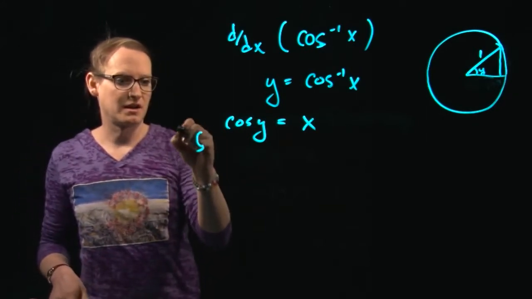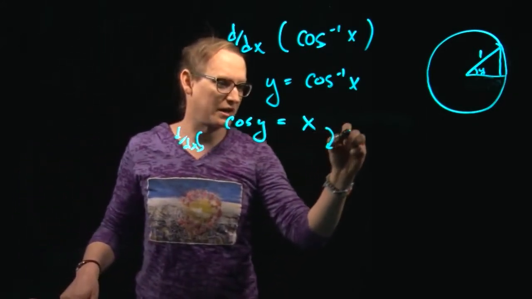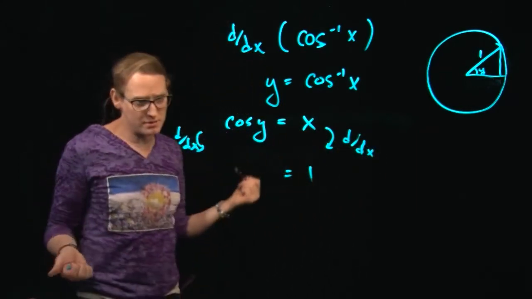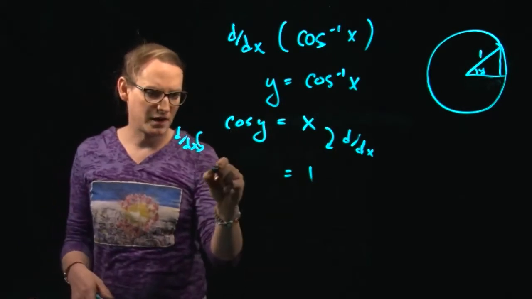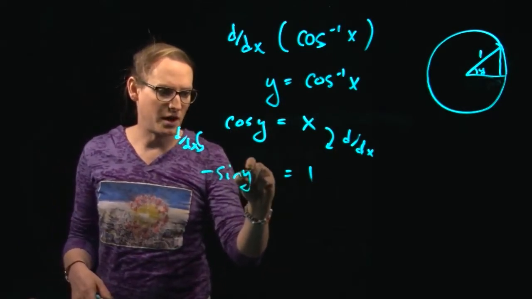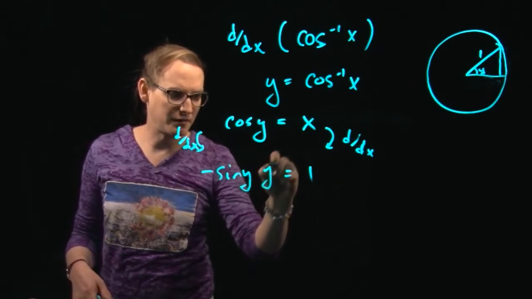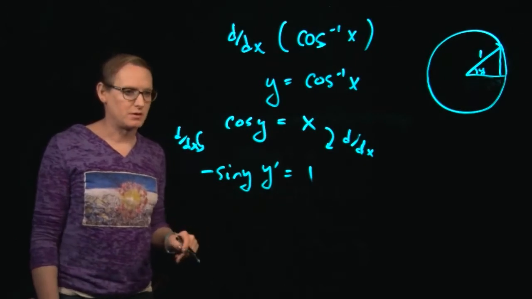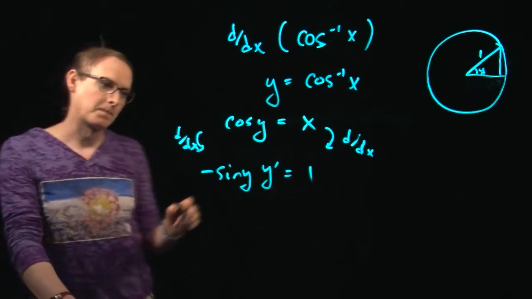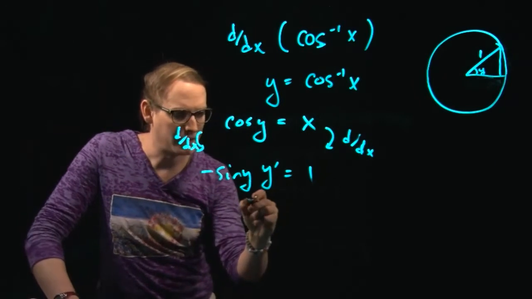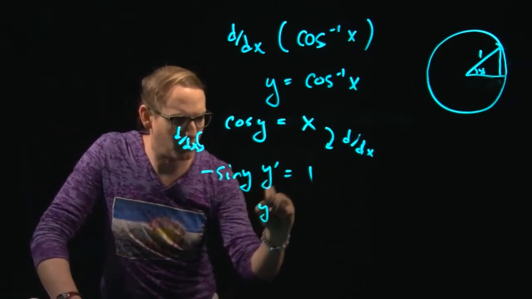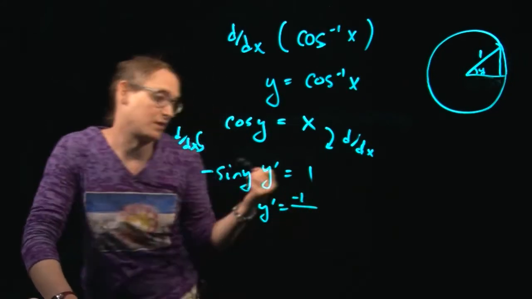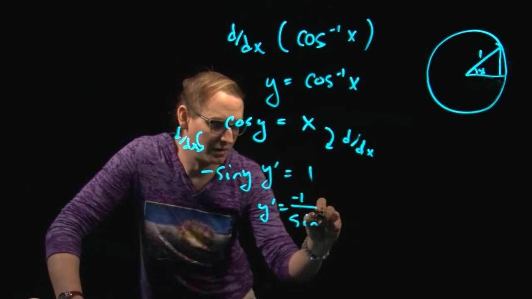So let's take d dx of both sides. The derivative of x with respect to x is just 1. And the derivative of cosine of y is minus sine of y. And then I have to chain on the derivative of the inside, which is y prime, or dy dx, depending on how you're feeling about your notation today. And finally, we can isolate y prime by dividing by this sine of y, so that y prime is equal to 1 over minus, I'm going to put the minus sign on top, sine of y.